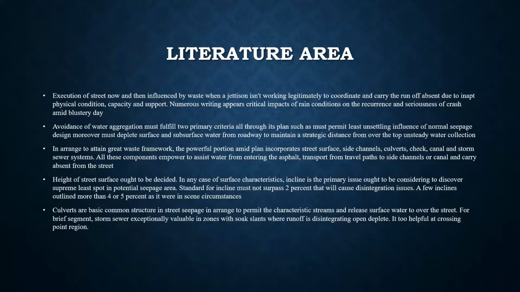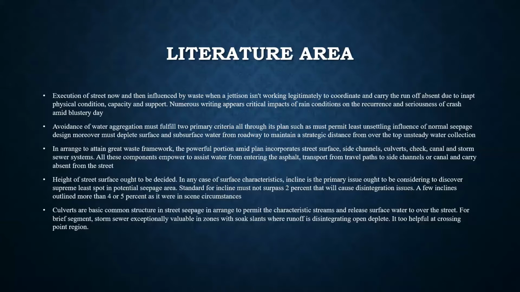In order to attain a great drainage system, the important portions of the design include the surface, side channels, culverts, kerb, canal, and storm sewer system. All these components prevent water from entering the asphalt and transfer it from the travel path to side channels or canals and carry it away from the street.